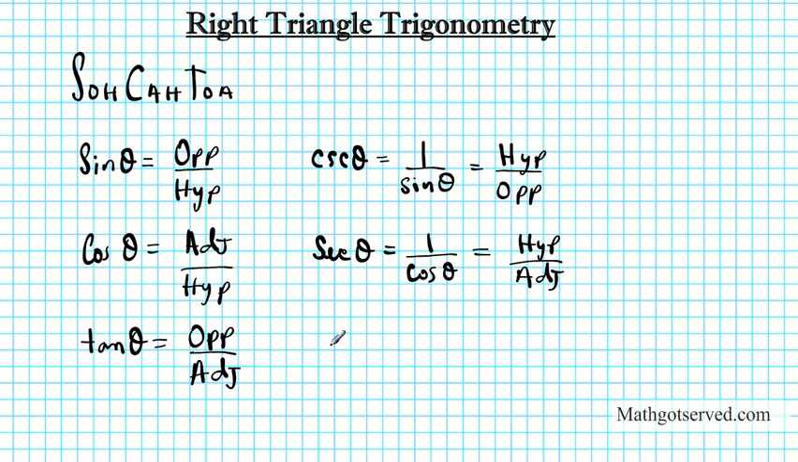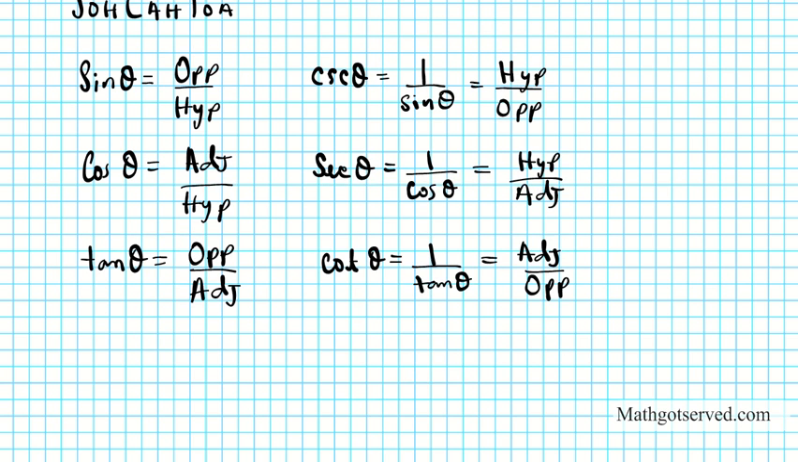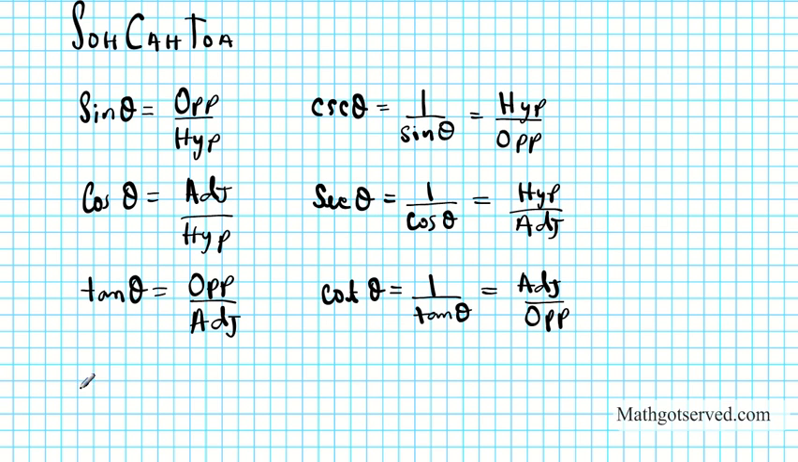And then if I reciprocate tan, I get cotangent. Cotangent theta is 1 over tan theta. So if I reciprocate opposite over adjacent, I get what cotangent is, which is adjacent over opposite. So these are the 6 trig ratios. Actually, we're going to use only 2 of them. With that in mind, let's write down the instructions for questions 1 and 2.